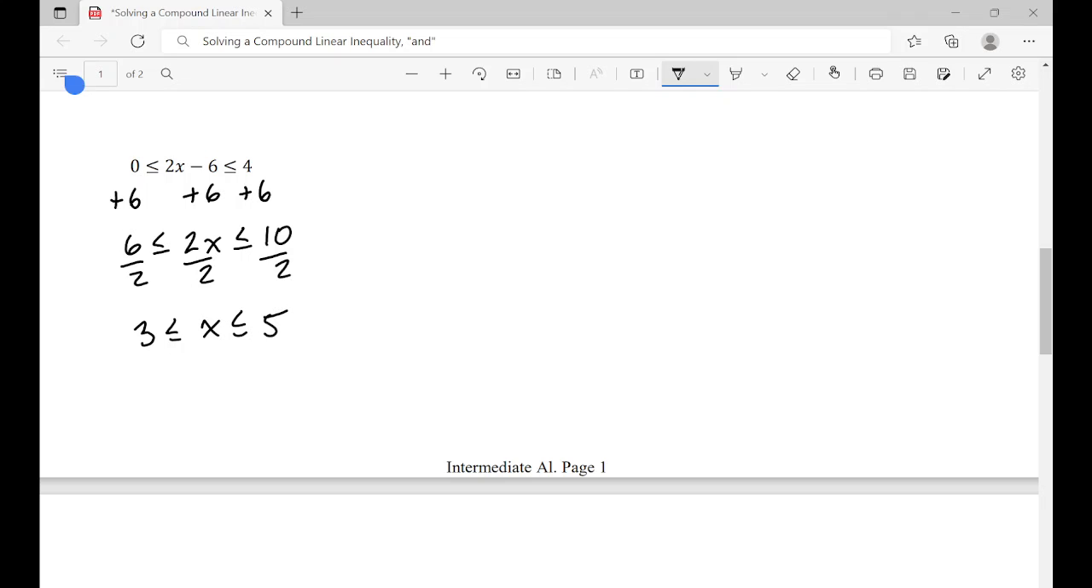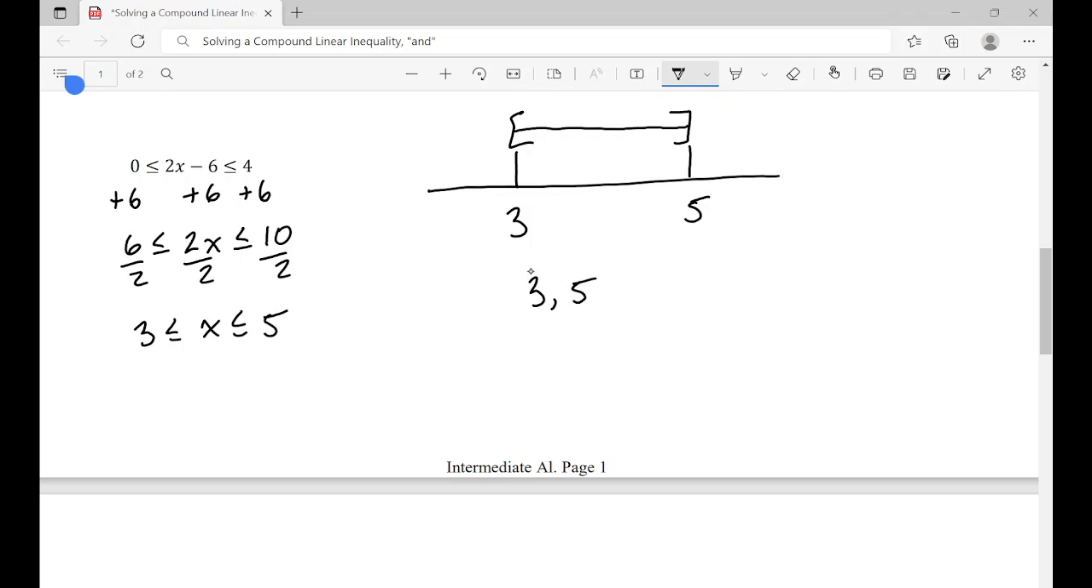Now the nice thing about this kind of inequality notation is it's very easy to graph. We can just say that our x value has to be between 3 and 5, so 3 and 5. And since both are equal to, both get a bracket with a line connecting them. Which again makes interval notation easy. 3 to 5, and they both get brackets. And that's all you do for that.